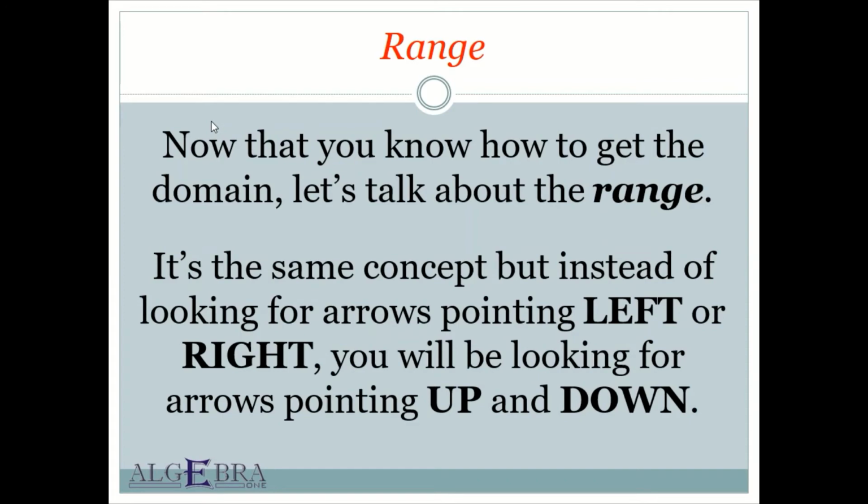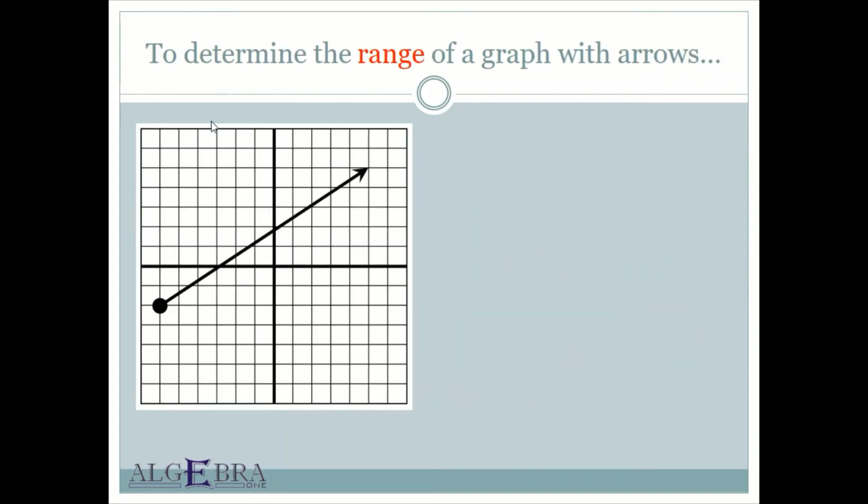Now let's talk about how to find the range of a graph with arrows. It's the same idea as the domain, but instead of working from left to right, now we're going to be looking for arrows that point up and down. Let's find the range of this graph.